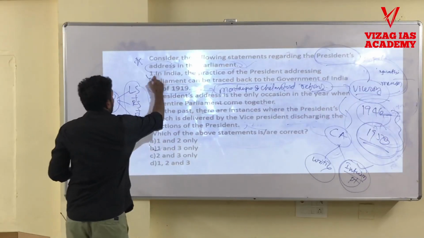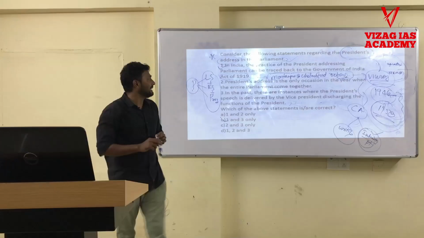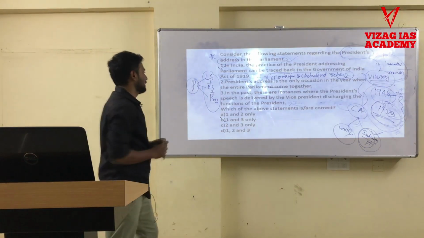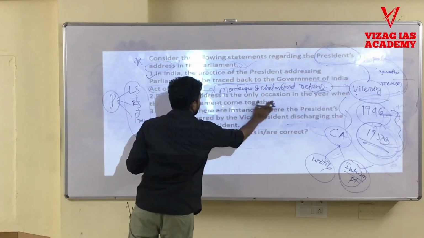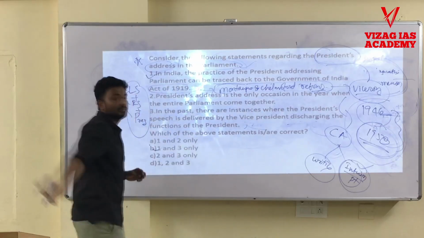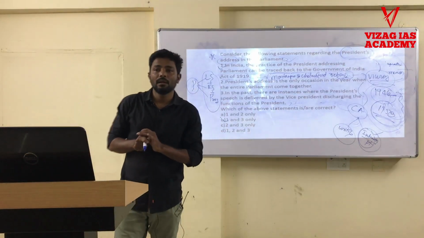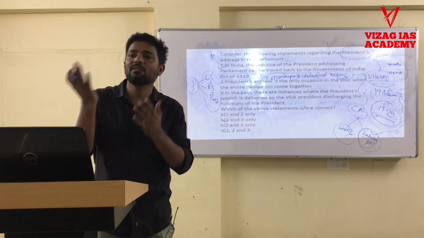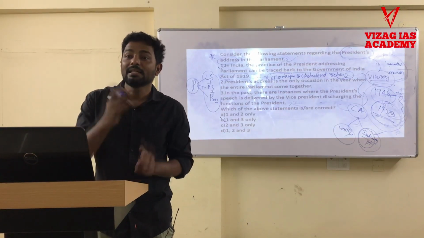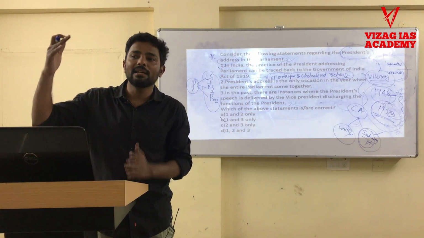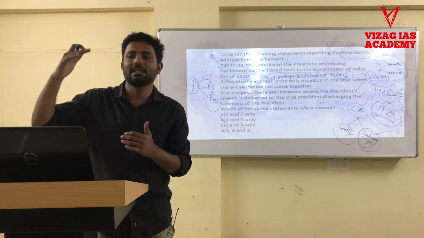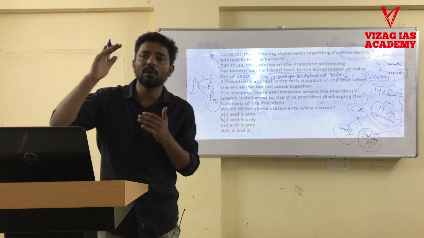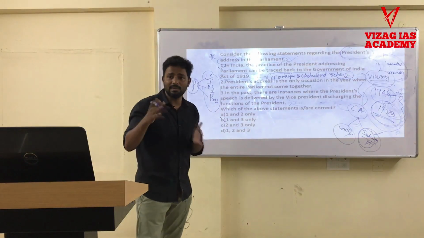It is correct. And point number 2: the president's address is the only occasion in the year when the entire parliament comes together. Is it correct or not? You don't get the other one every year, right? The other one, when will you get? You will get it only once in 5 years, usually after every general election.